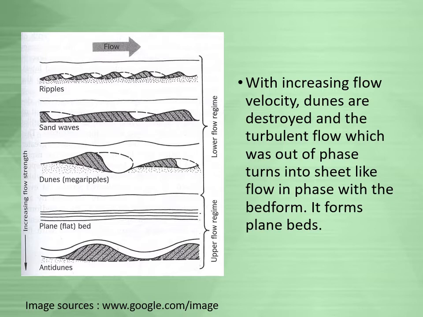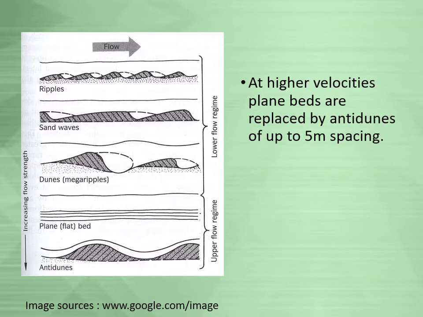So these previously formed dune structures, which form at Froude number less than 1, with increasing velocity, when the Froude number becomes greater than 1, are destroyed and form plane laminations or plane beds, and that plane lamination occurs in the upper flow regime. Now with further increasing the energy condition or flow velocity from these plane laminations, some dune-like structures form.